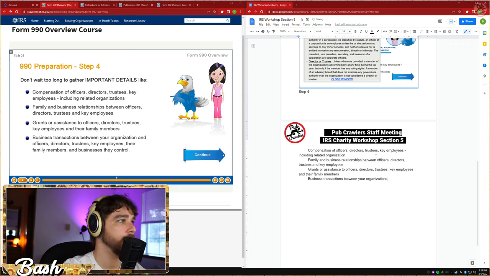Organizations and officers. I want to put a V. I can't hit the C for some reason. Directors. I don't even know why I'm typing all this out. But anyways.